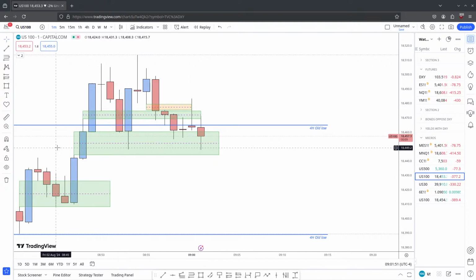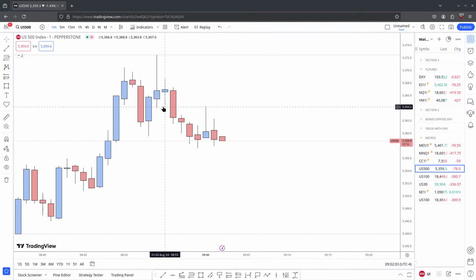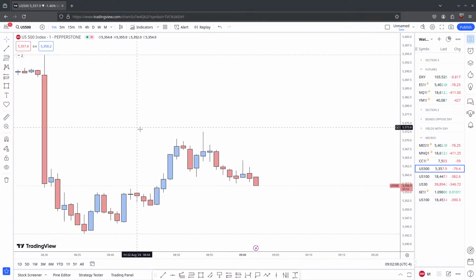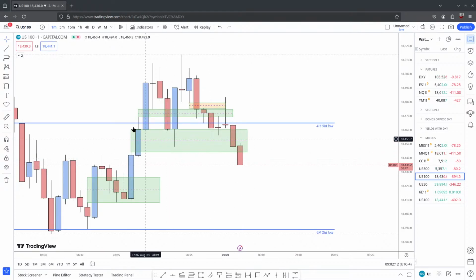We can get a close below this fair value gap. That would be an inversion. We could look for lower prices. Look at the US 500 here. Trade into that fair value gap here. High, low, higher, high, breaker block. Really cleaner structure, I want to say, than the US 100.